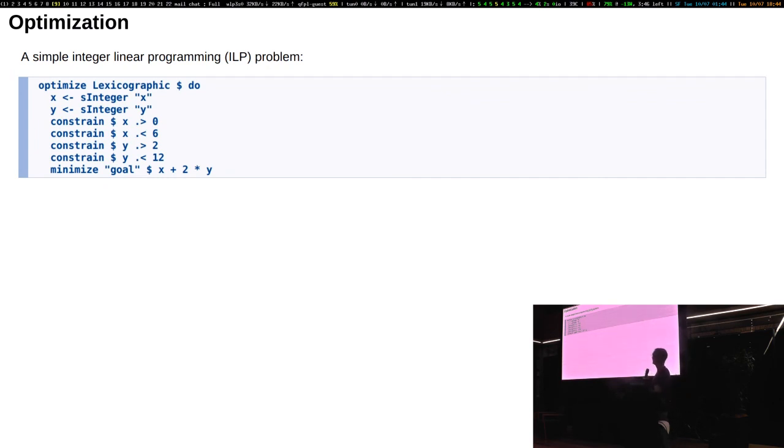No. So we can do optimization too. This depends on the underlying SMT solver. So Z3, I think, also has support for this kind of optimization. You can't do it on every underlying type, so you can't do it with floating point values, but you can do it with integers, and with algebraic reals. So we can do a simple linear programming problem here. We have two variables, and we want to know what the variable assignments are that minimize this last expression, x plus 2y, subject to these constraints.